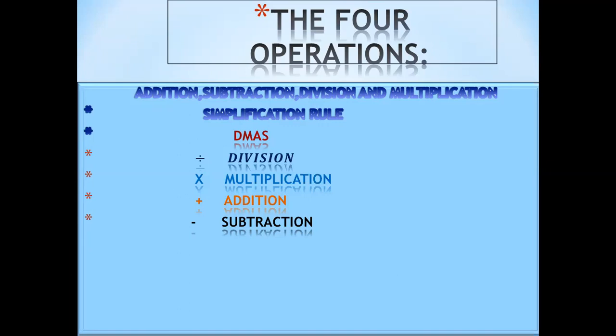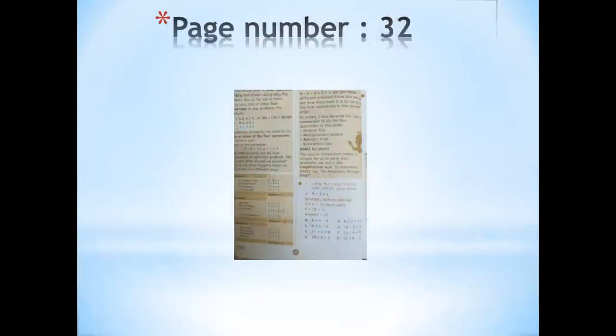Now the questions are given to us in the form in which 2 or 3 operations at a time are performed: plus, minus, multiply, and divide. According to DMAS rule, we see which operation we will do first, and then we simplify that question.